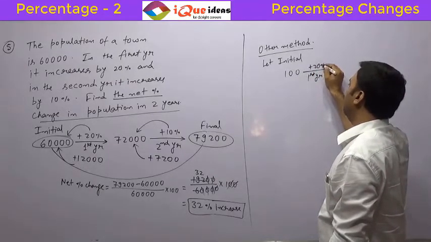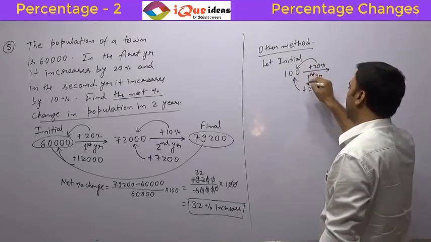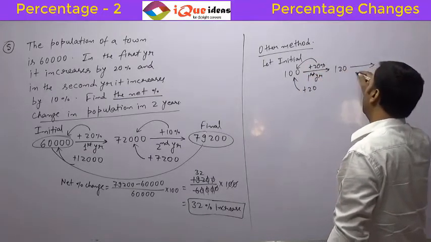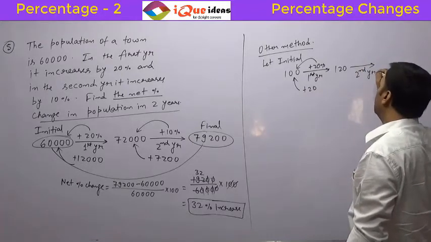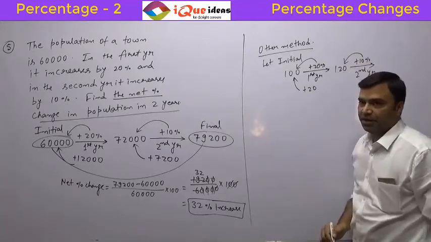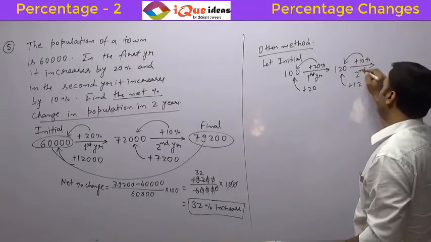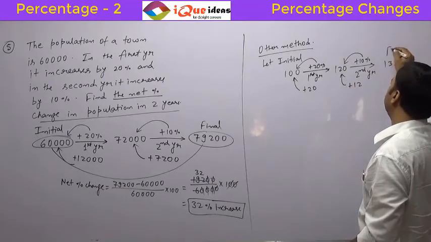So how much will it become? 20% is calculated on 100, so it is plus 20. It is added, so 100 plus 20 is 120. Now in the second year, what will happen? 10% is calculated, and this 10% is on the new value, 120. 10% of 120 is 12, so add 12. So 120 plus 12 is 132. This is the final value.